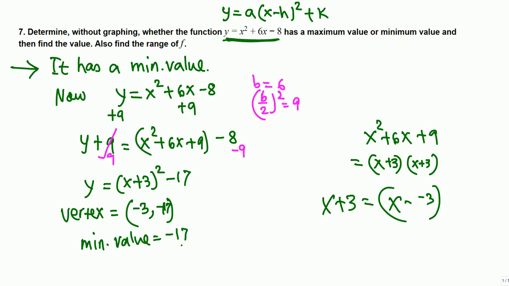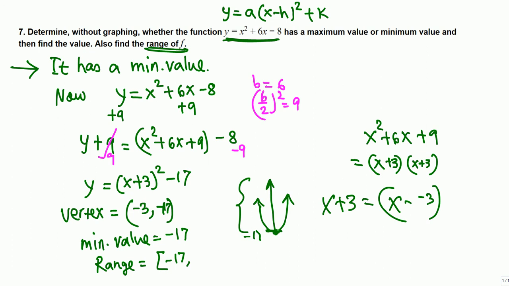So the graph has the minimum -17 and is opening up. So the minimum is at the -17 level and it goes all the way up. So that's the range. That is also asked: the range of f, the range of the function is, minimum is -17 and it goes all the way to infinity.